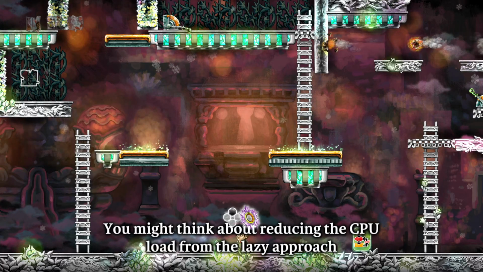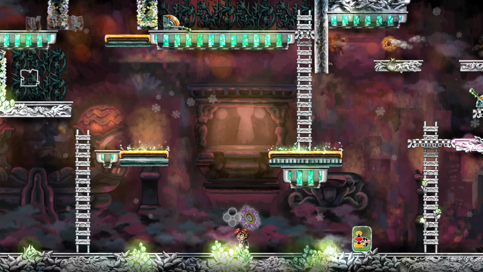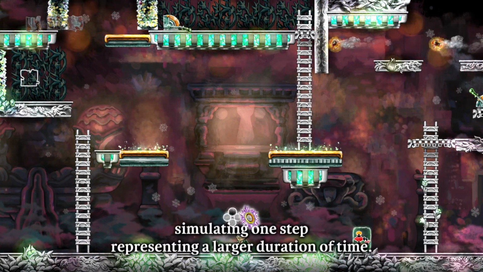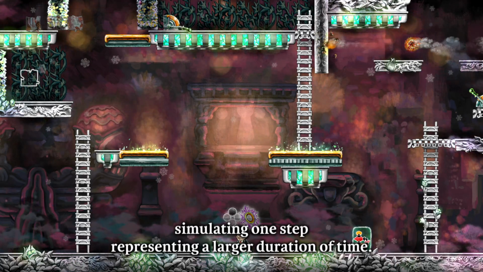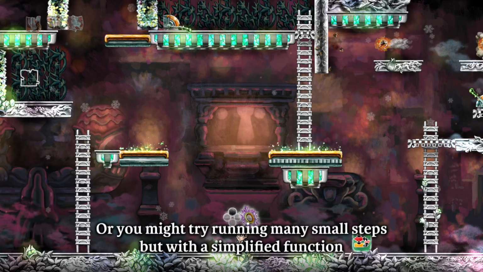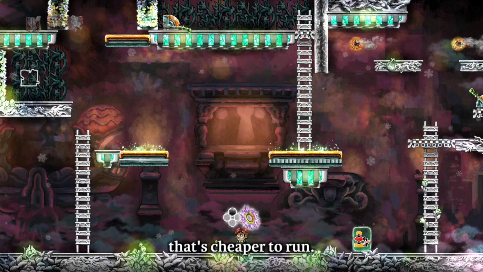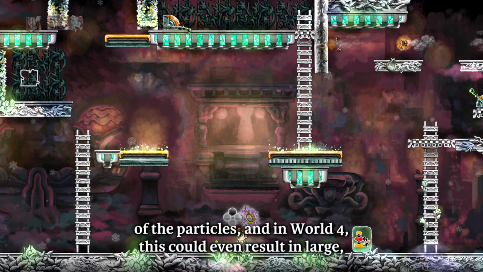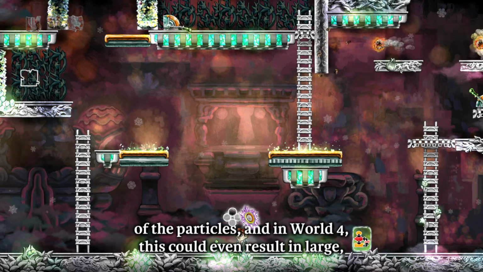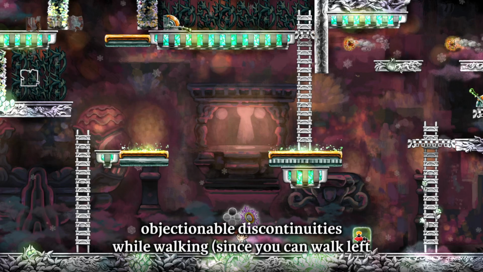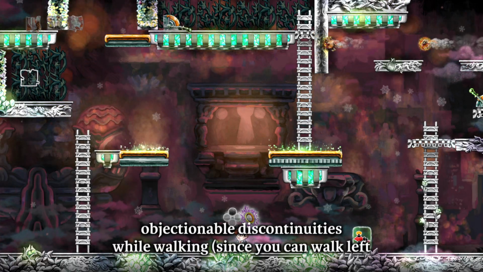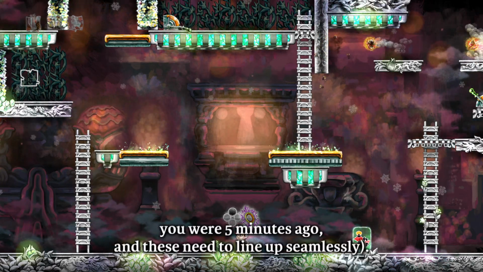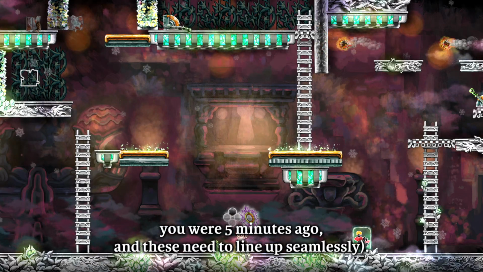You might think about reducing the CPU load from the lazy approach by combining many simulation time steps into one so that you're just simulating one step representing a larger duration of time. Or you might try running many small steps but with a simplified function that's cheaper to run. But these approaches would not result in perfect visual reproduction of the particles, and in World 4 this could even result in large objectionable discontinuities while walking, since you can walk left from a frame that you just simulated a moment ago to a frame where you were 5 minutes ago, and these need to line up seamlessly.